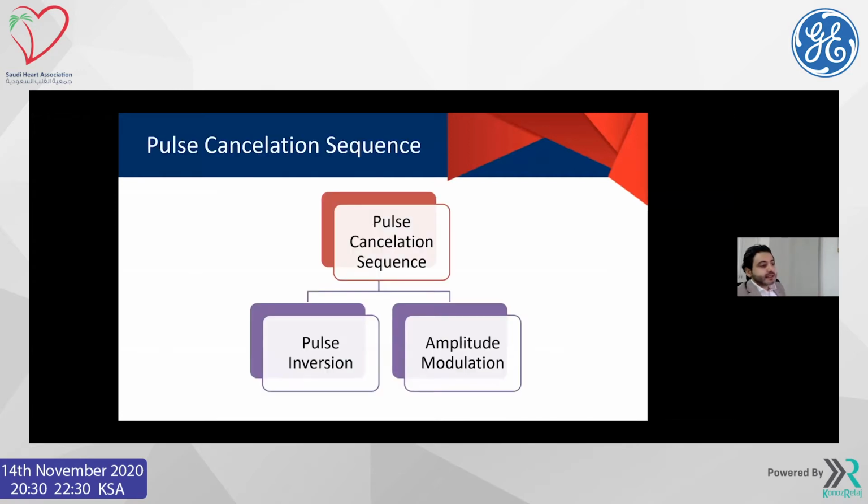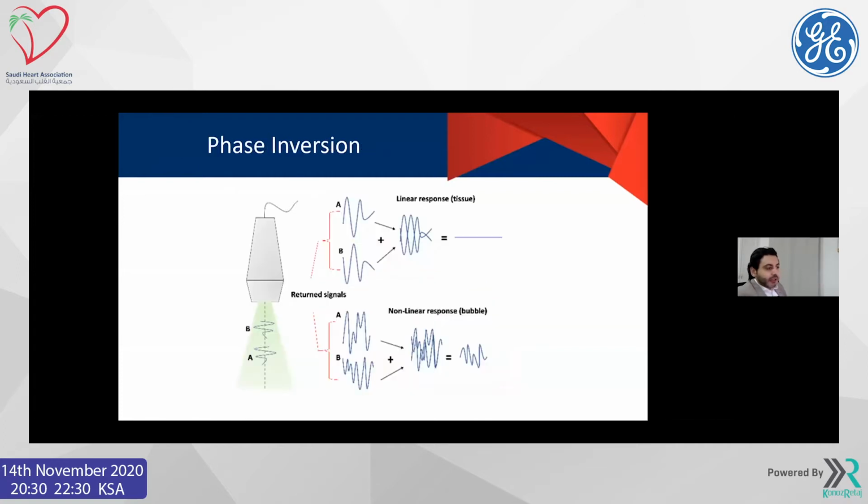So for the pulse cancellation sequence, we have two techniques. Either it's pulse inversion or amplitude modulation. So we have two different types. You need to know what type your machine will use. Like I know for GE, it will use amplitude modulation. I will tell you how it's being done.